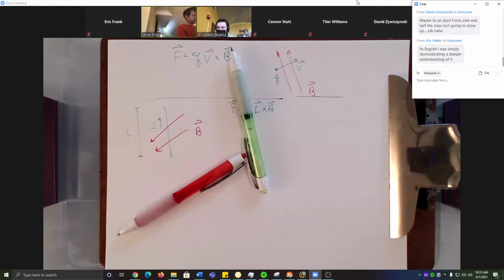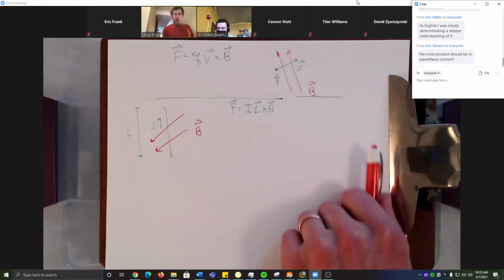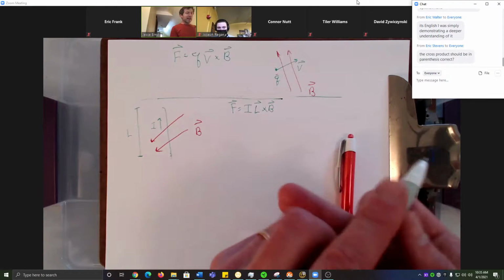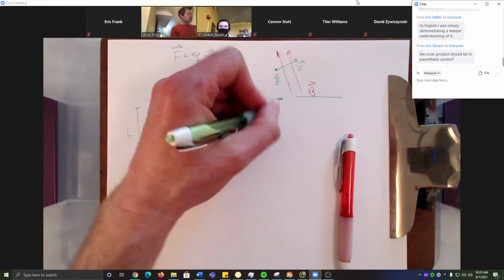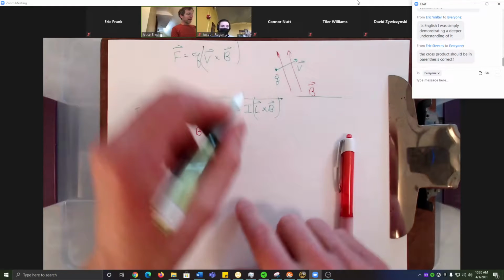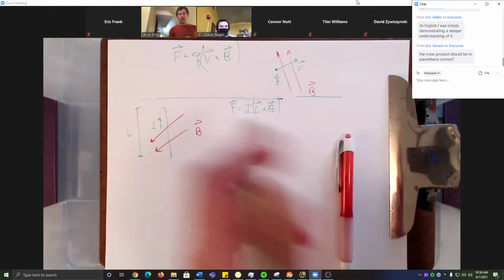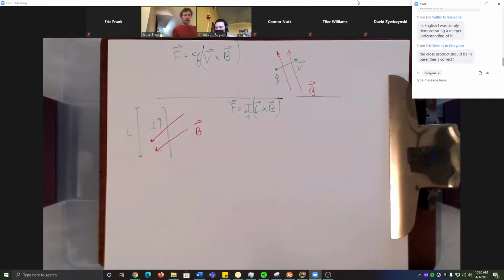Okay. Yeah, fine. All right, so the cross product should be in parentheses? It doesn't actually matter, Eric. Typically I write it this way, but it doesn't matter. You can multiply this by that, or do the cross product and then multiply at the end, because this thing is just a number. Does that make sense, Eric? Is that okay?